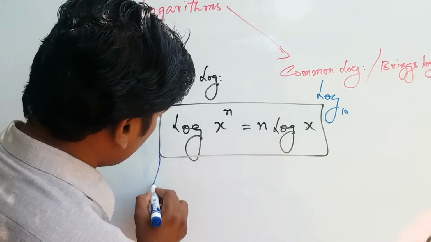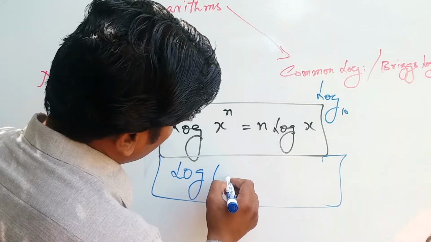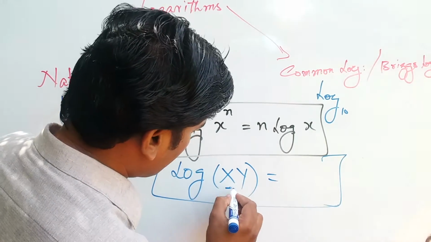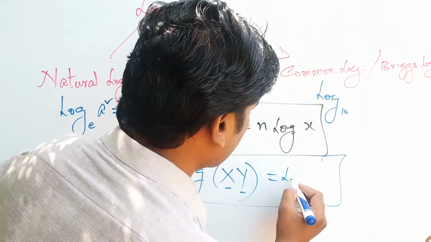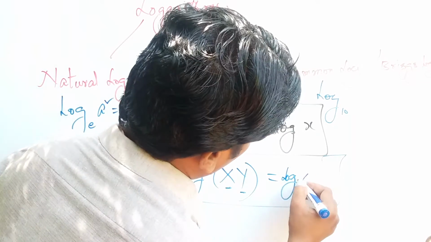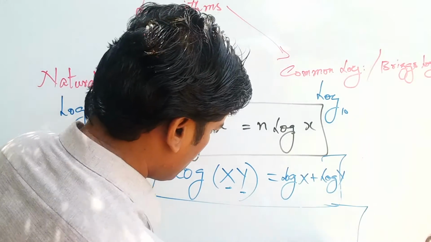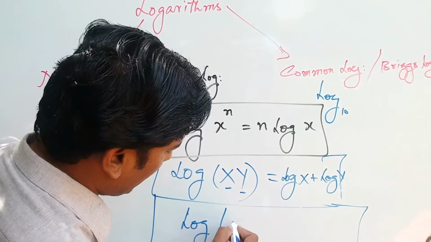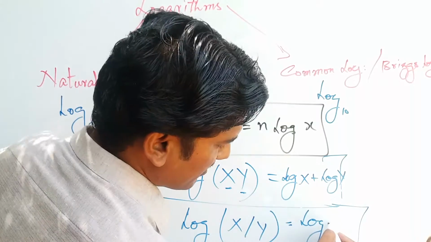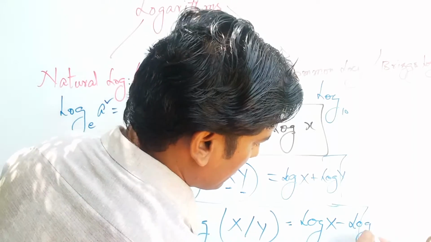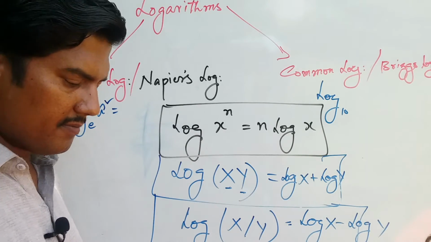And the second is log of x and y. If two things are multiplied and there is a log, then we will operate them like this: log of x plus log of y. And if they are divided, x upon y, then it will be log of x minus log of y. Okay, you have to remember it.